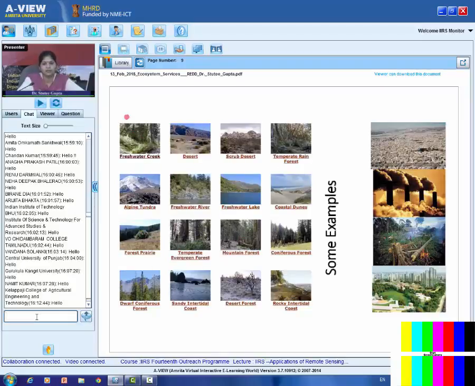So this slide shows the various major ecosystems at a global scale, at a landscape level. There are freshwater ecosystems, deserts, temperate forests, tropical forests, rocky intertidal coasts, and so on. But we are trying to change the very natural components of the ecosystem through various activities like urban sprawl, mining and industry, cutting of forests, felling of trees, and so on.